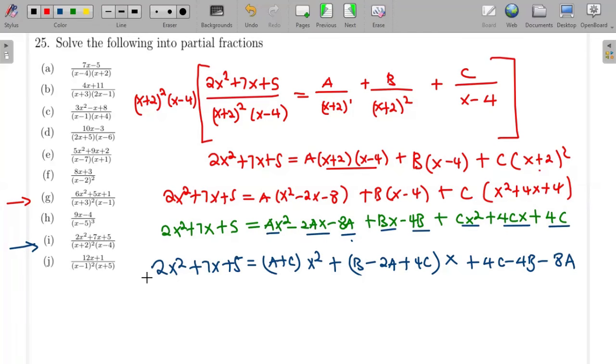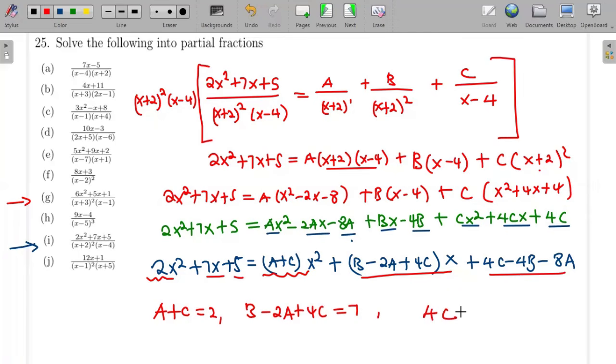So meaning that these two here and this here are the same because they have the variable x squared. So that would mean that A plus C is equal to 2. And then this one here is 7x. It will be equal to this with the x. So that would be B minus 2A plus 4C is equal to 7. Then this one here, the 5, will be equal to this constant. So that is 4C minus 4B minus 8A is equal to 5. Okay, so that is what I have there.